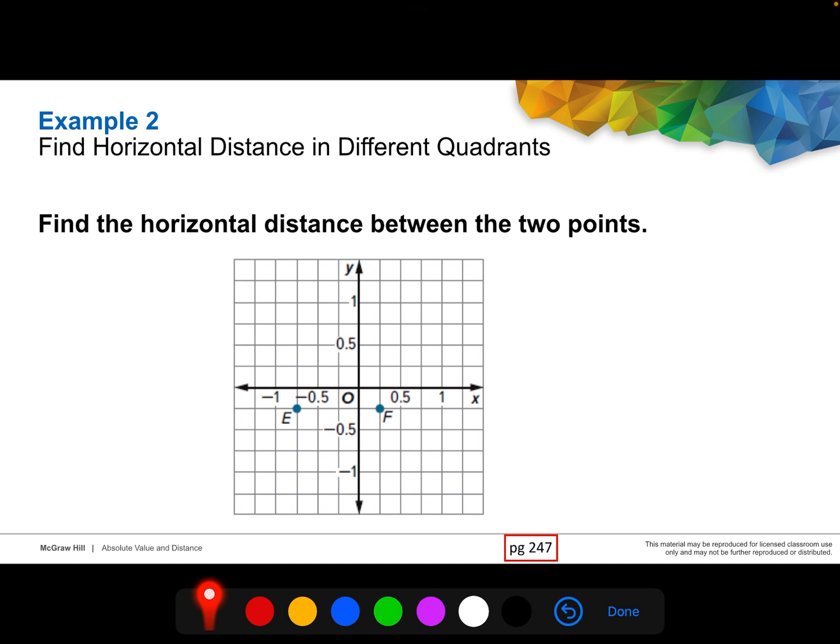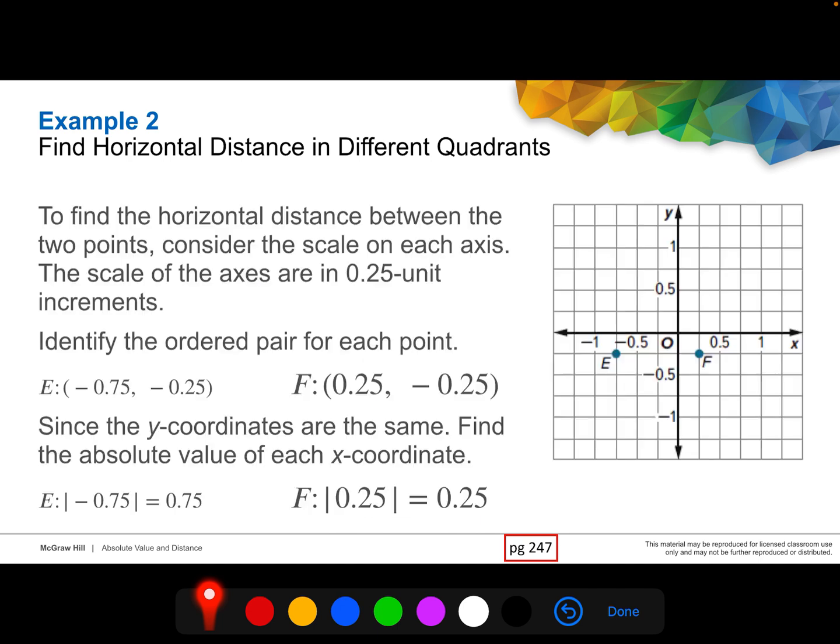Now example 2, we're going to find the horizontal distance between 2 points, this time when the 2 points are in 2 different quadrants. Again, look at the scale, as that will help us determine what the coordinates are. In this case, the coordinates for E are (-0.75, -0.25), and for F they are (0.25, -0.25).